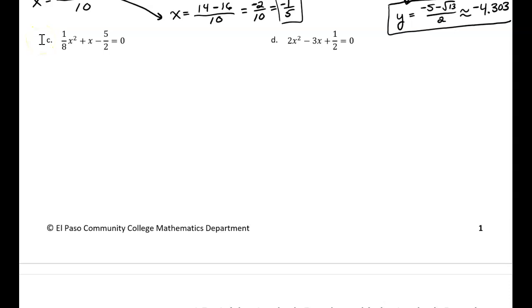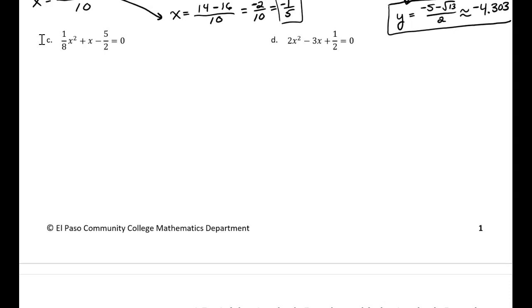Let's practice some more. We're still in example 1, still using the quadratic formula to solve the equation. But let's look at Part C. C looks extra fun because they have our favorite things, fractions. Okay, we have 1/8 x squared plus x minus 5/2 is equal to 0.